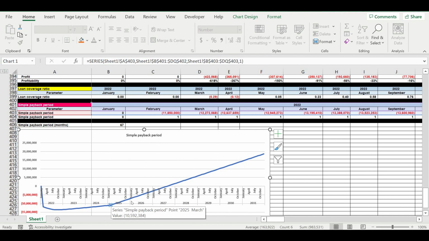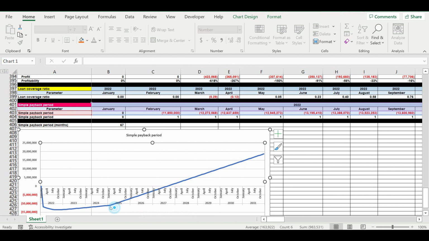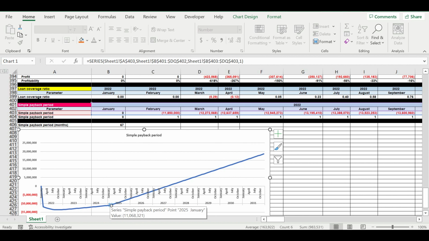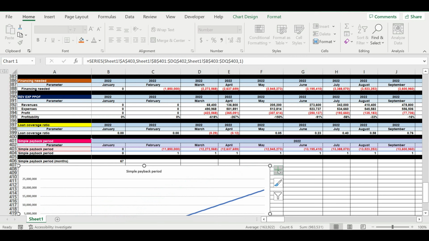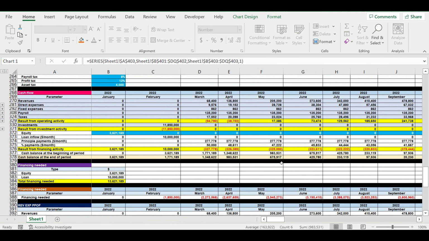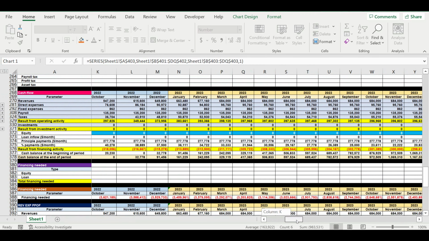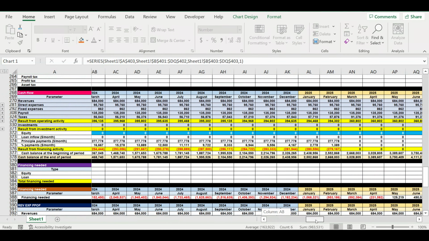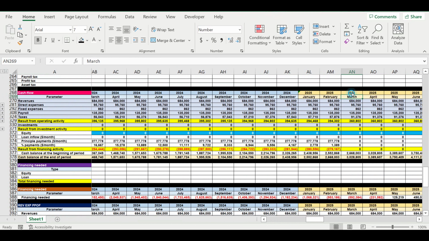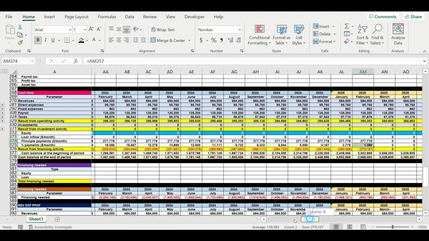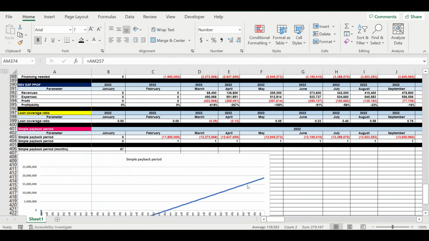So if we go, for example, somewhere, I don't know what the exact point is. For example, it says March 25. It may be the moment when we end paying the loan. Yeah, March 25. It's the moment when we end paying the loan, and that's why the diagram starts behaving another way. You can see that.